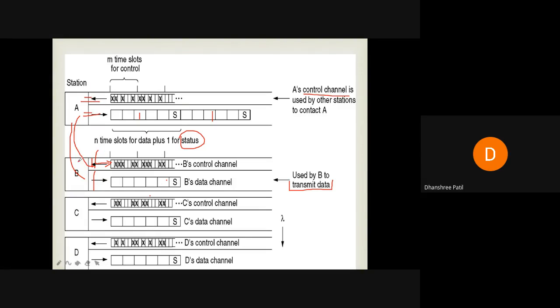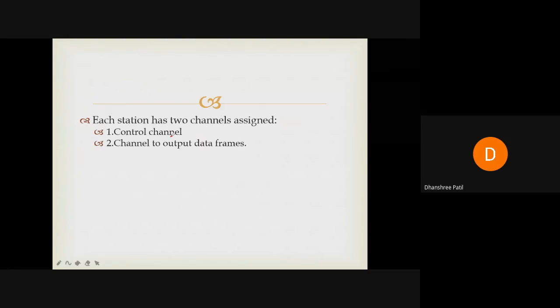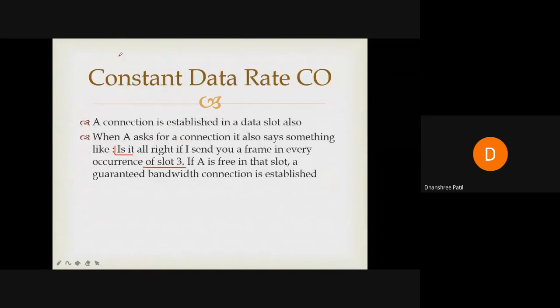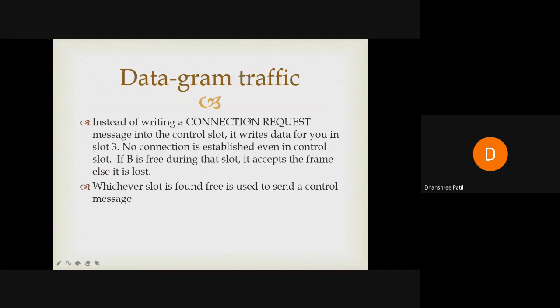So if the communication is approved by station B, it means that every third data slot will be allocated for station A only, and the communication will happen, and that is why it is called a constant data rate. Okay, so this is the second type of communication, and the third is datagram traffic.